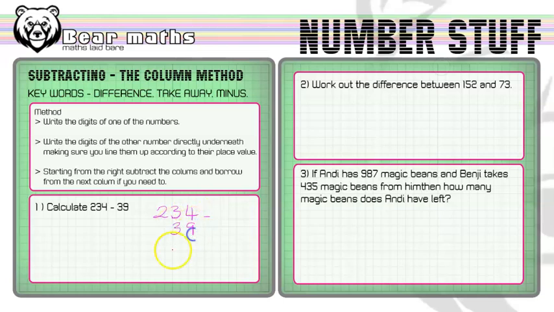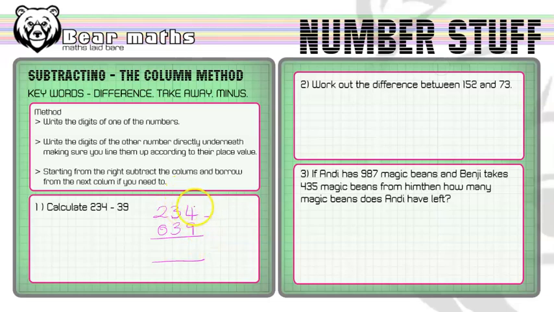Now I've lined it up where I've lined it up because of the value of the numbers. This 9 is worth 9 units, this is 4 units, this is 3 tens, so 30, and this is 2 hundreds. There are no hundreds on this number, so we can put 0 there if we want to.